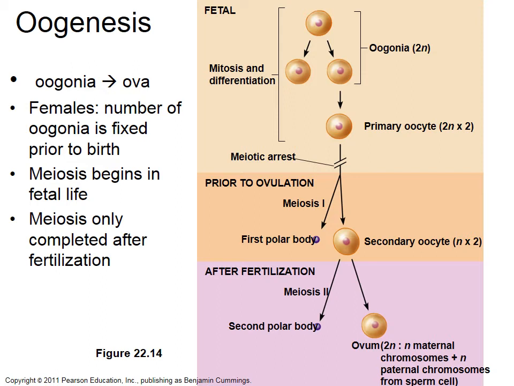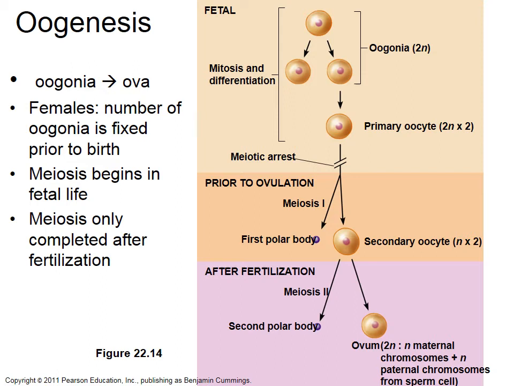Before birth, you get a set number of primary oocytes that enter what's called meiotic arrest. So they've done DNA replication, but they haven't divided yet. There's a set number of primary oocytes in the ovaries of females at birth, and that's it. Not going to make more.